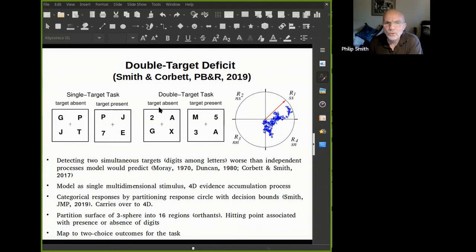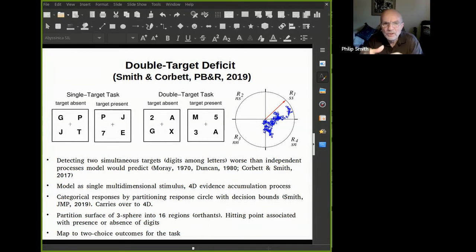Now, you can model accuracy in this kind of task perfectly satisfactorily with a multidimensional version of signal detection theory. Duncan indeed did this. We were interested in response times, and in this paper, we modeled it with a hyperspherical, that is a 4-dimensional, diffusion model. The 4 dimensions in the process were simply evidence for the presence or the absence of a digit target at each of the 4 locations in the display.